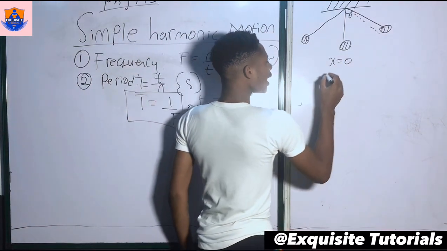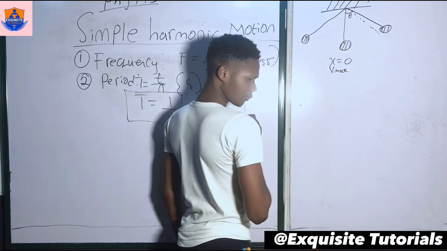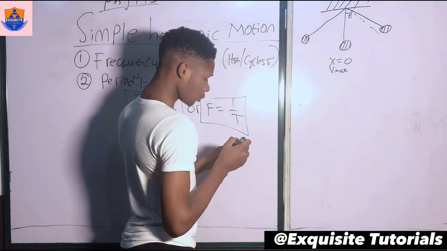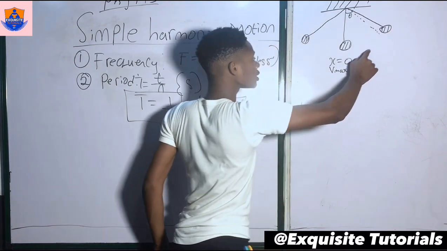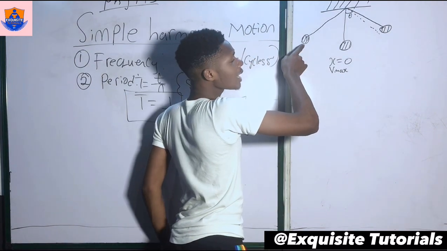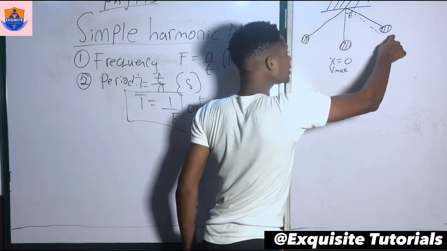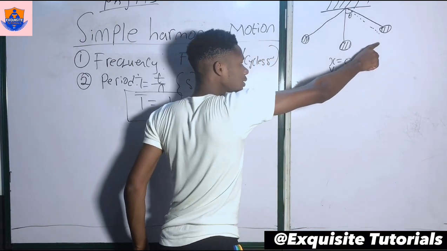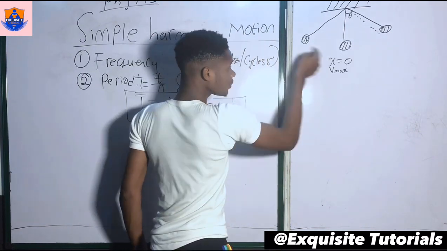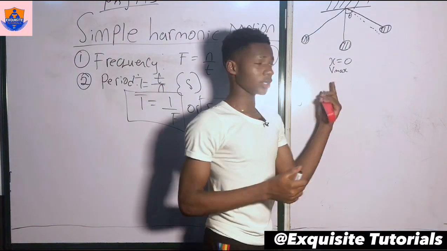Now watch. At this point we have the maximum velocity of the body. Why is the velocity maximum? Let's take an instance. If I release the bulb at this point, it swings passing through this point. Now we notice that anytime it passes through this point where the displacement is 0, it passes there with a very high speed. Once I lift the bulb, it starts increasing its velocity. Once it gets to this point, it passes there with a very high speed. Therefore, we can say the velocity is maximum at this point.